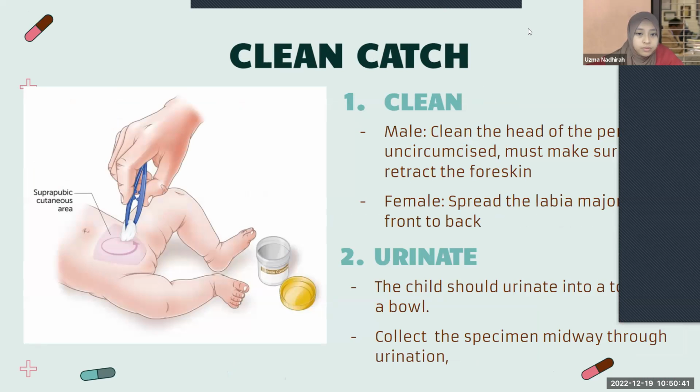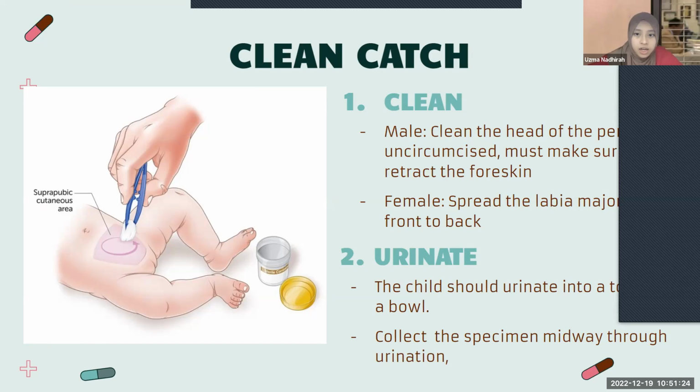So for the first method, clean catch, to choose which method to use, we consider whether the patient is toilet trained or not. Usually in older children that are already toilet trained, the most commonly done is clean catch because it's easier. But if they are not toilet trained, the most common technique is transurethral catheterization, which will be explained after this. The least common is suprapubic aspiration. So we go into detail one by one.